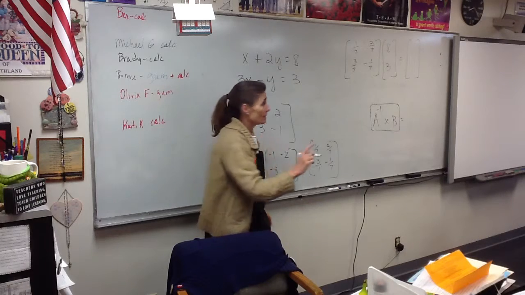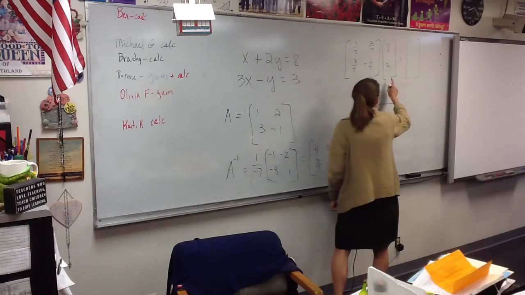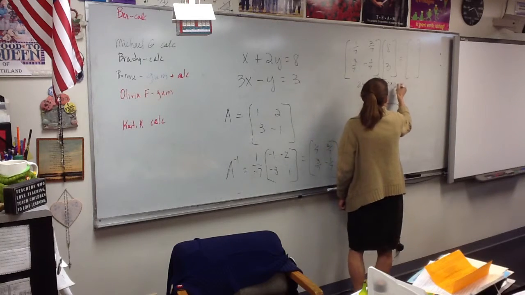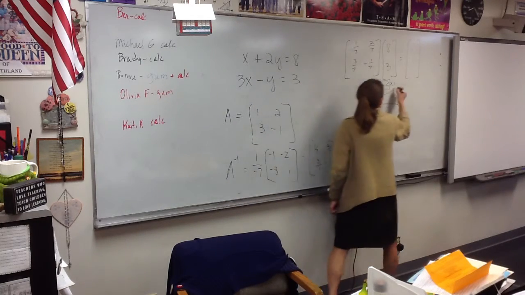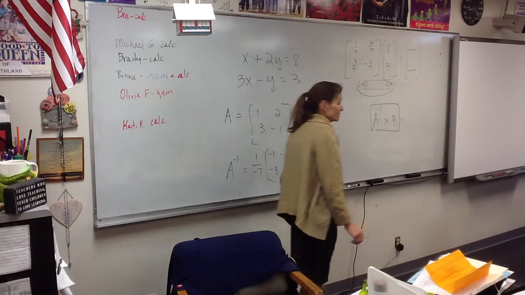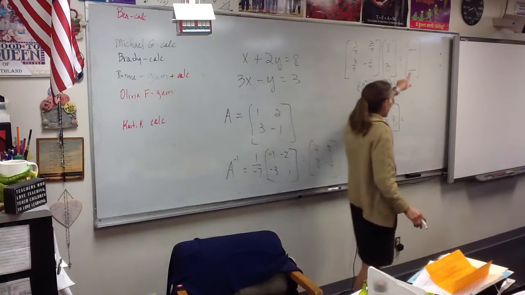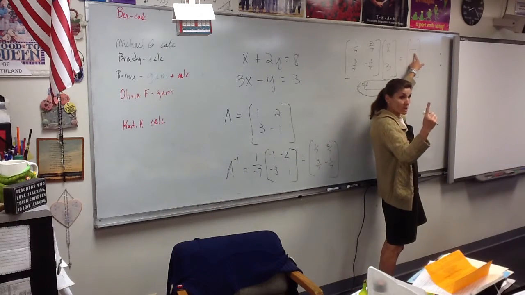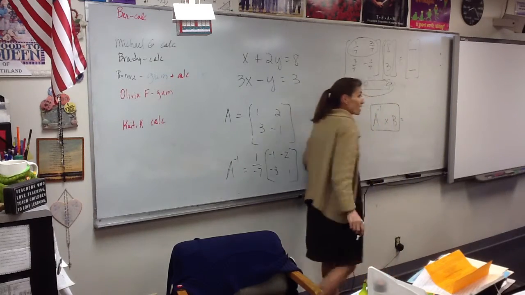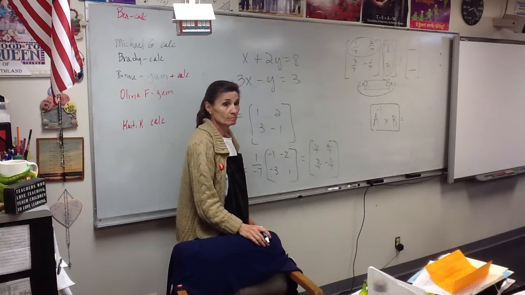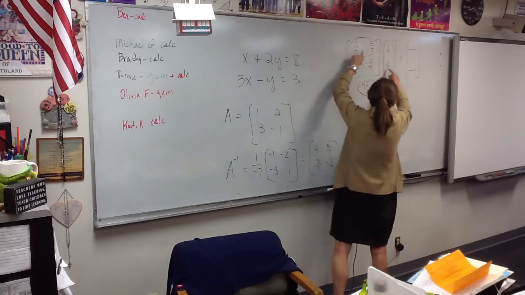Again, we'll review. What are the dimensions of this matrix? 2 by 2. What are the dimensions of this matrix? 2 by 1. Can they be multiplied? Thank goodness, right? And the answer will be a 2 by 1 matrix. 2 rows, 1 column. This spot is the first row, first column. So we need to multiply the first row times the first column. Remember how to do that? First times first, second times second.